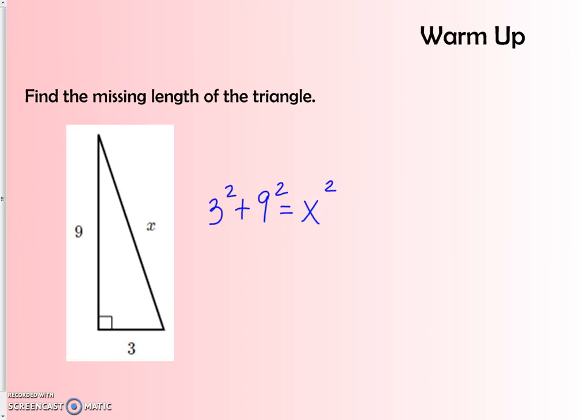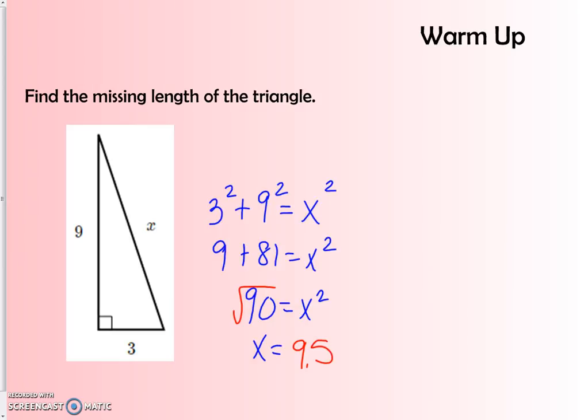X is the hypotenuse, so we have 9 plus 81 equals x squared. Add those together, we have 90 is equal to x squared. In this particular course, you are allowed to keep that as a decimal. So on the calculator, you use the square root key, and the square root of 90 is equal to 9.5. We're rounding to one decimal place on the lengths of sides.